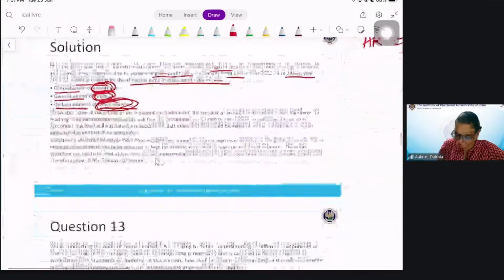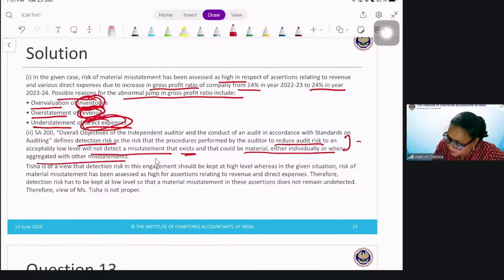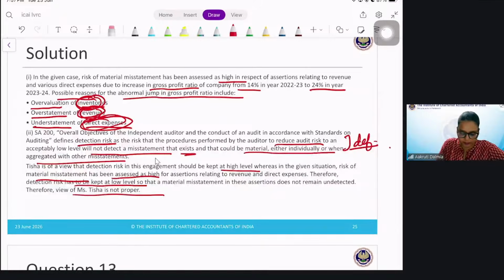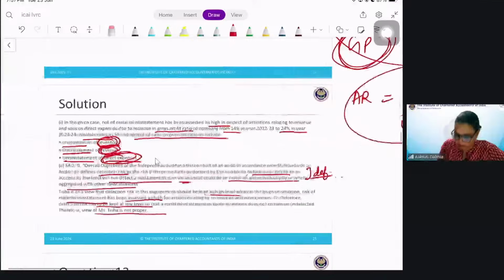Okay, that's it. So, overall objectives of independent auditor and conduct of audit as per standards of auditing. Detection risk is the risk that procedures performed by the auditor to reduce risk to an acceptably low level will not detect a misstatement that exists, could be material, etc. This is the definition from the book. Tisha is of the view that detection risk in this engagement should be kept at high level, whereas in the given situation, the risk of material misstatement is already high. Therefore, the detection risk has to be kept low. Hence, the view of Ms. Tisha is not proper. Very, very simple. Okay. So remember this equation, you can remember the whole answer. Next.